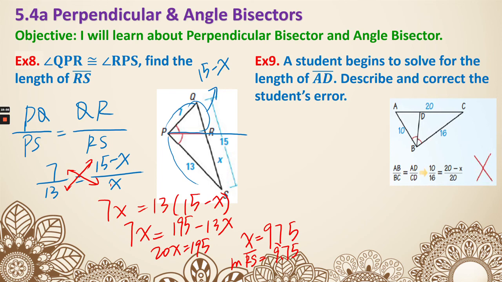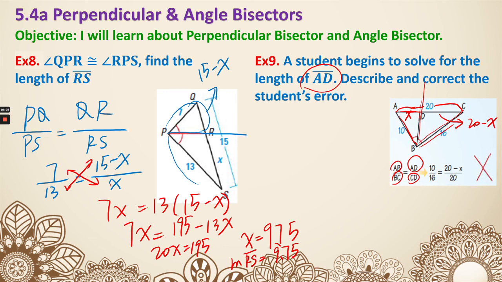Lastly, example 9. A student begins to solve, describe and correct this error. So it's asking for AD, so clearly AD is going to be our x. And this 20 is actually the whole thing, which means CD is actually 20 minus x. So let's have a look. AB over BC, then AD, well, that is on the same side of the angle bisector, so that should be on the top, over CD. So the ratio setup is totally correct.